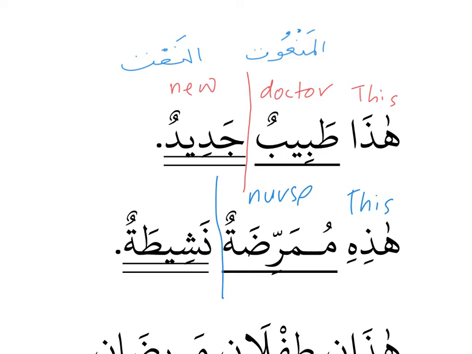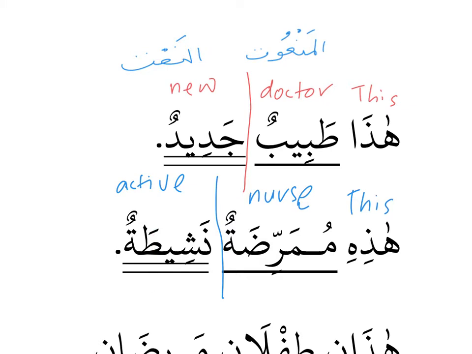Now you want to expand the sentence by using an adjective. So where do you put the adjective? You put it immediately after the word that you want to describe, and in this case it is the word ممرضة. So what is the adjective that you want to use? We want to say, she is nashita. Nashita means active. So now we say هذه ممرضة نشيطة. This is an active nurse.